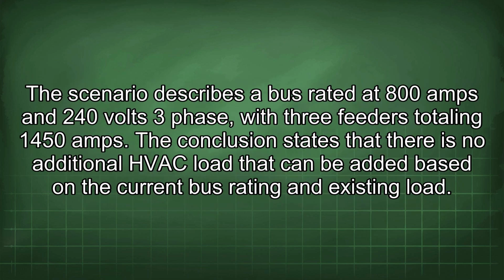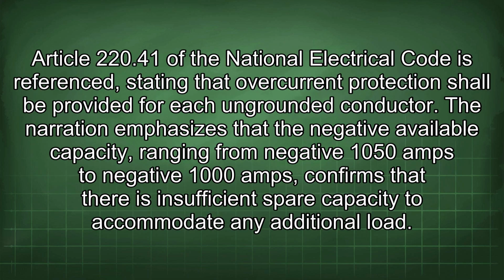The scenario describes a bus rated at 800 amps in 240 volts 3-phase, with 3 feeders totaling 1450 amps. The conclusion states that there is no additional HVAC load that can be added based on the current bus rating and existing load. Article 220.41 of the National Electrical Code is referenced, stating that overcurrent protection shall be provided for each ungrounded conductor. The narration emphasizes that the negative available capacity, ranging from -1050 amps to -1000 amps, confirms that there is insufficient spare capacity to accommodate any additional load.